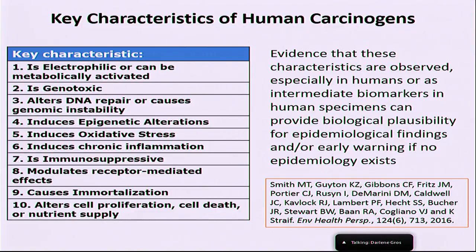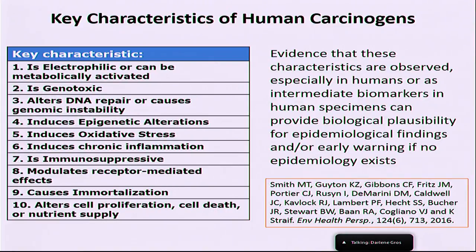And subsequent to the working group meeting, various scientists at EPA, IARC, and elsewhere really helped fine-tune this and find the evidence for these key characteristics and list what they were about. So the first key characteristics are things like electrophilicity and genotoxicity, and it goes on, which I'll go over in just a minute.